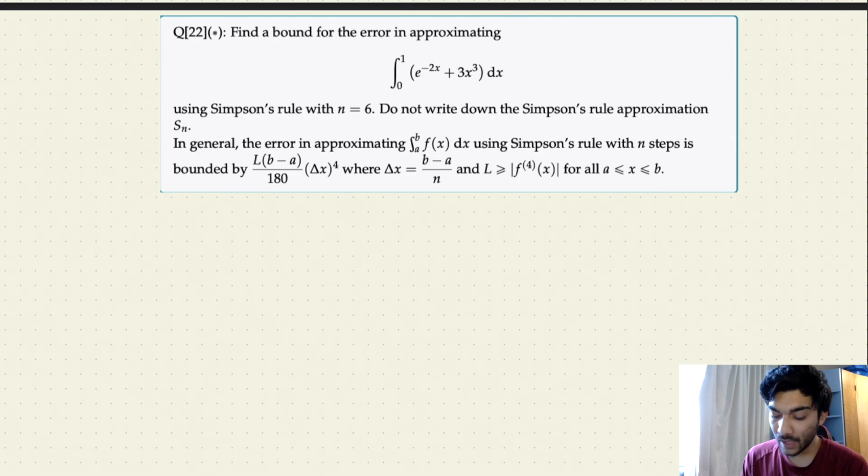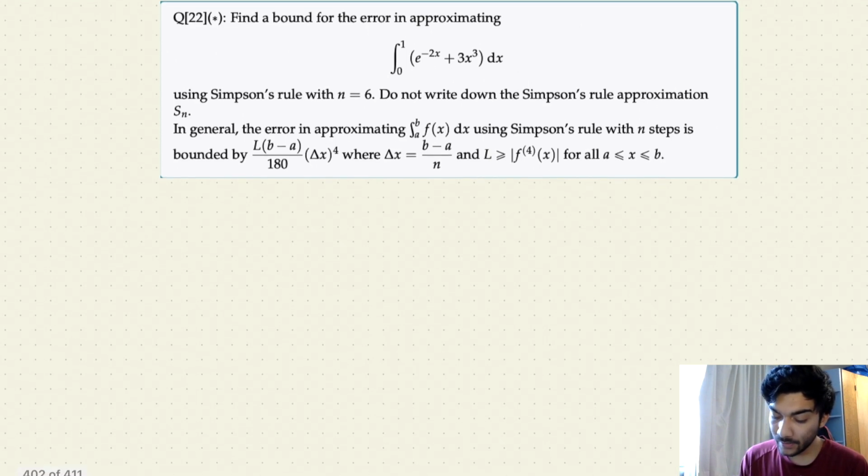The first step is to calculate the value of L or M, and then after we calculate the value of L in this case, we will plug the value of L in this formula in order to calculate the bound for the error. And before calculating that, in order to find the value of capital L, we will have to find the maximum value of the absolute value of the fourth derivative of f of x. And in order to do that, we'll have to first calculate the fourth derivative of f of x.